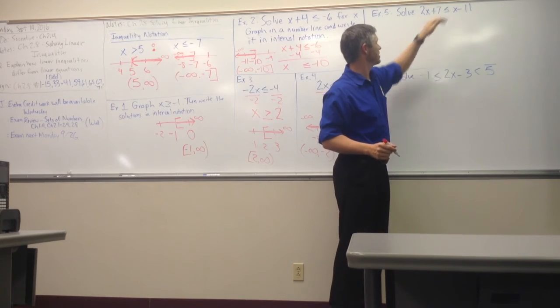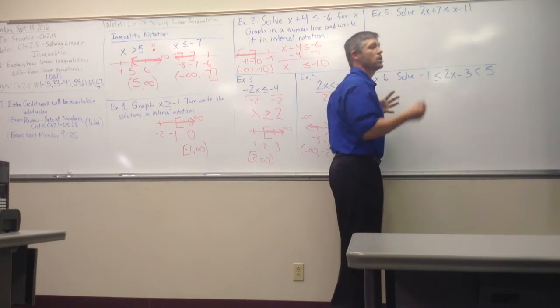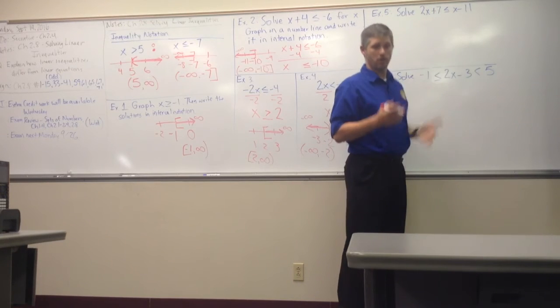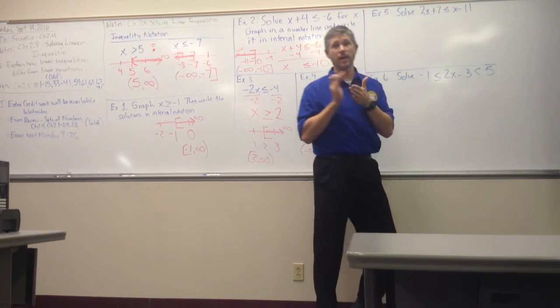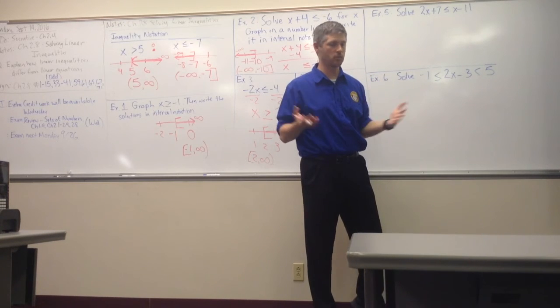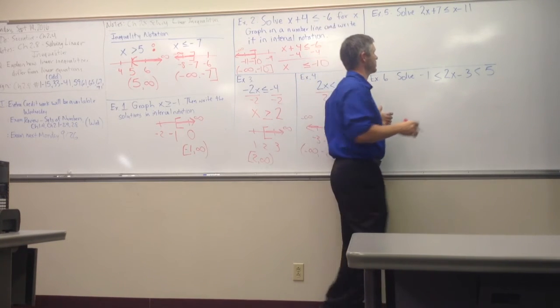2x plus 7 is less than or equal to x minus 11. So solve it, pretend there's an equal sign. Okay? That's all you have to do. Pretend that there's an equal sign there, and then just solve it. I try to keep x's positive when I can. That's just my own thing. If you want to do it differently, that's fine. I'm going to try to keep x positive if I can, okay?